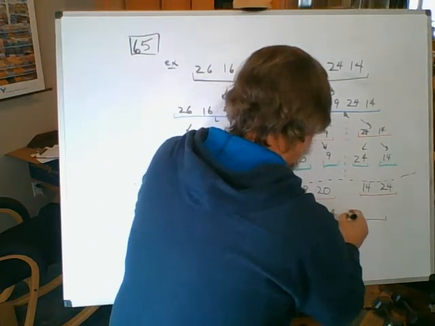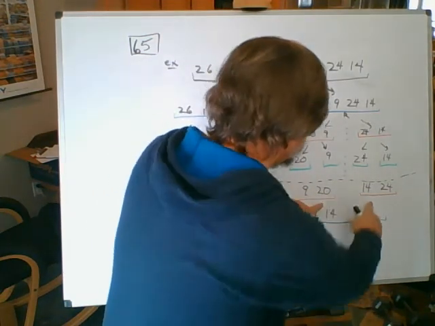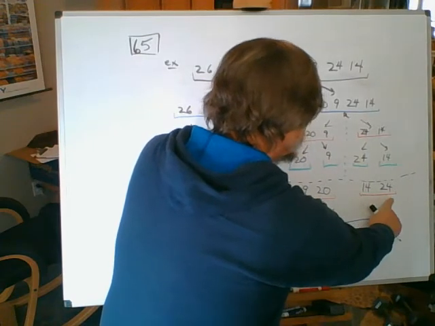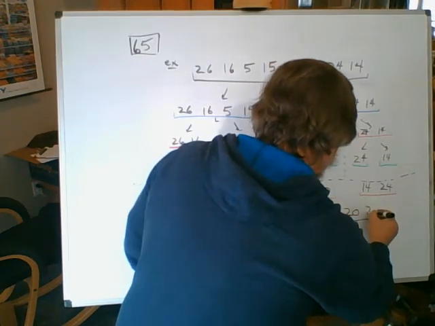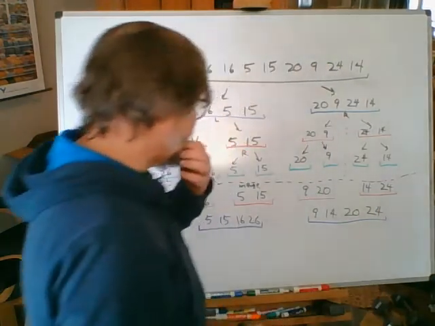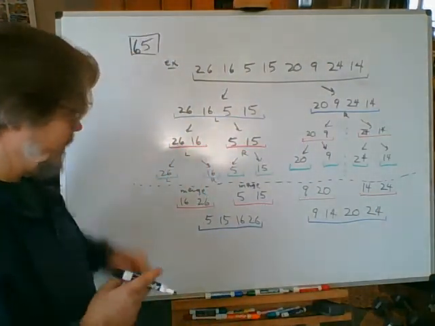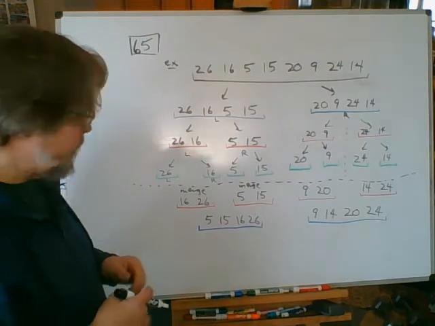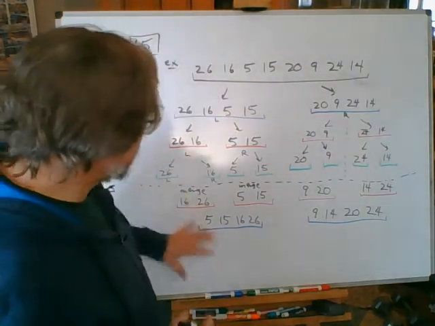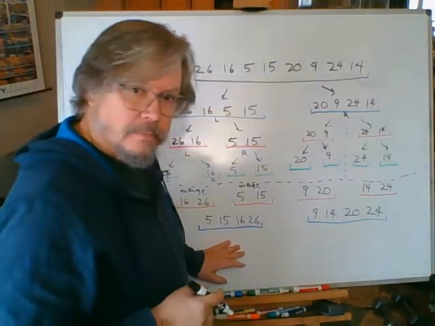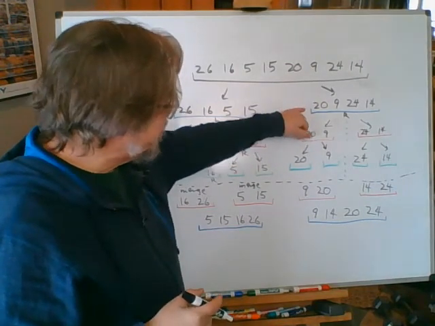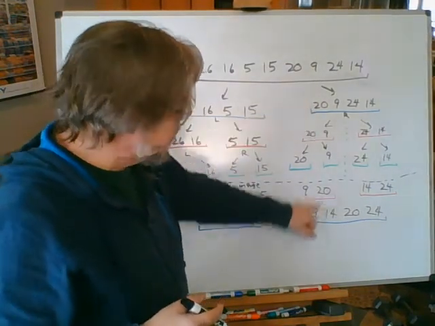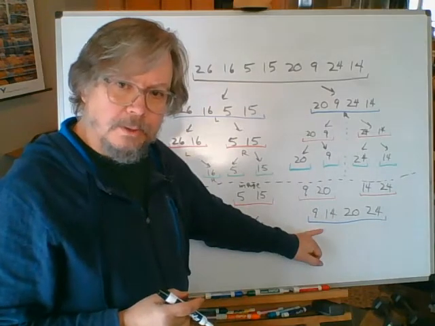So now it's a tie. This one won with the 9, that one won with the 14. Now I compare 20 and 24. 20 wins that one, and 24 gets copied down without a second thought. Where are we now? Well, merge sort has sorted this blue list into a sorted blue list. Merge sort also, meanwhile back at the ranch, sorted this blue list into a sorted blue list.